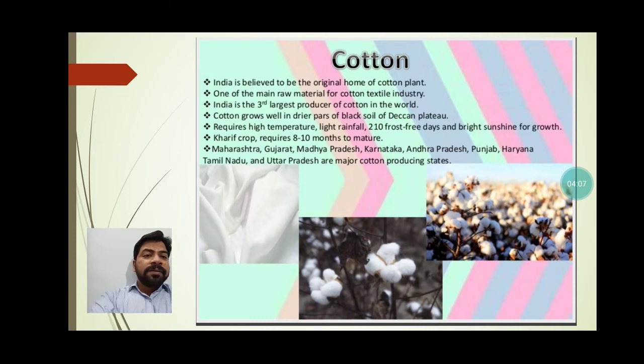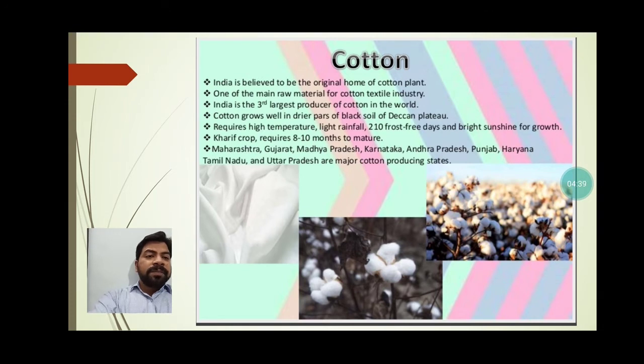Cotton grows well in drier parts of black soil of the Deccan Plateau. Here drier parts should be there, students. The T is missing, you just correct it. Of black soil of Deccan Plateau. It requires high temperature, light rainfall, 210 frost-free days and bright sunshine for growth. Kharif crops require 8 to 10 months to mature. It is a type of Kharif crop only.